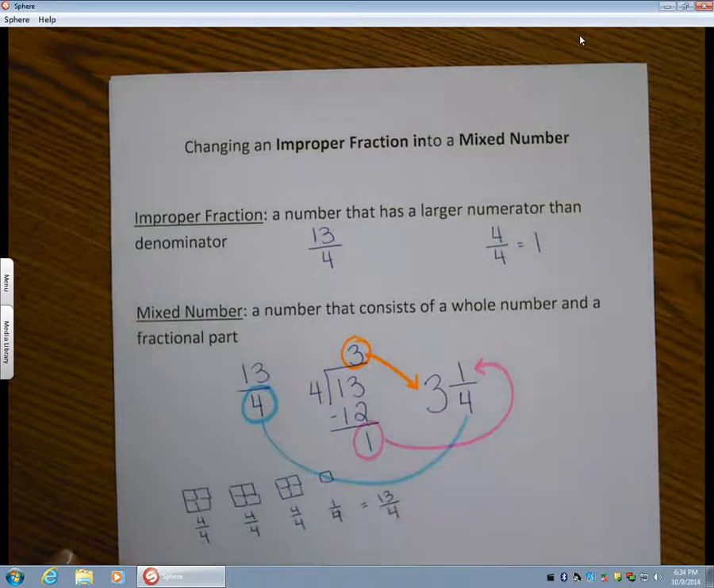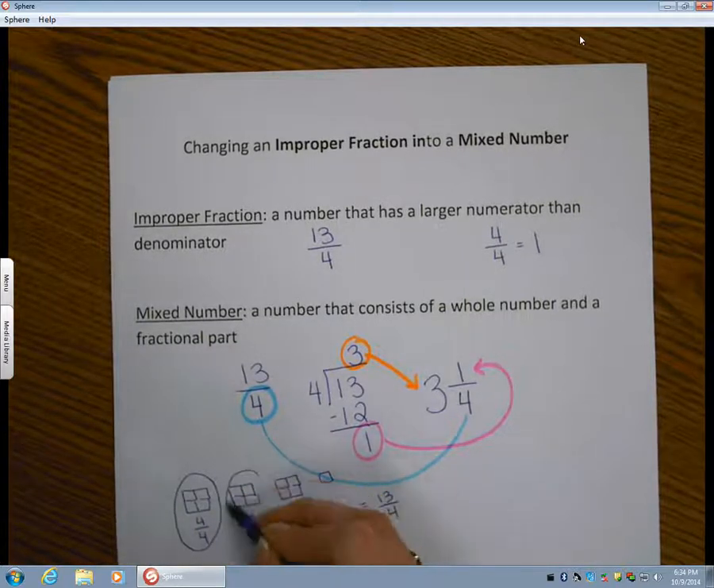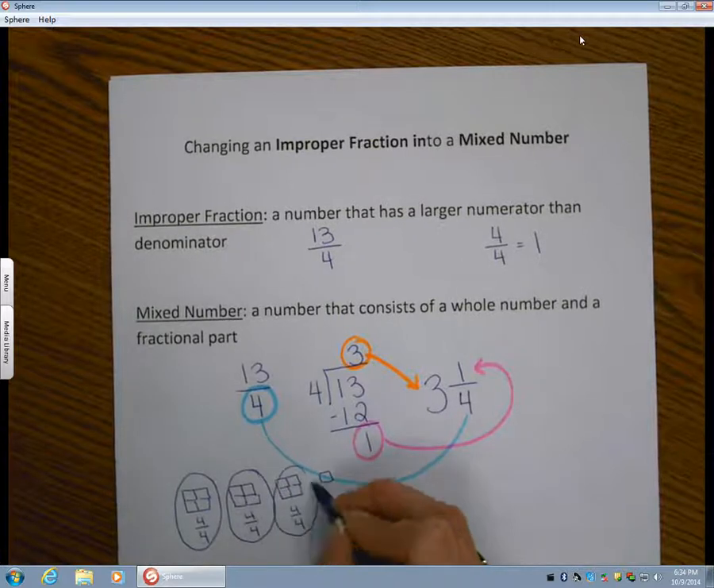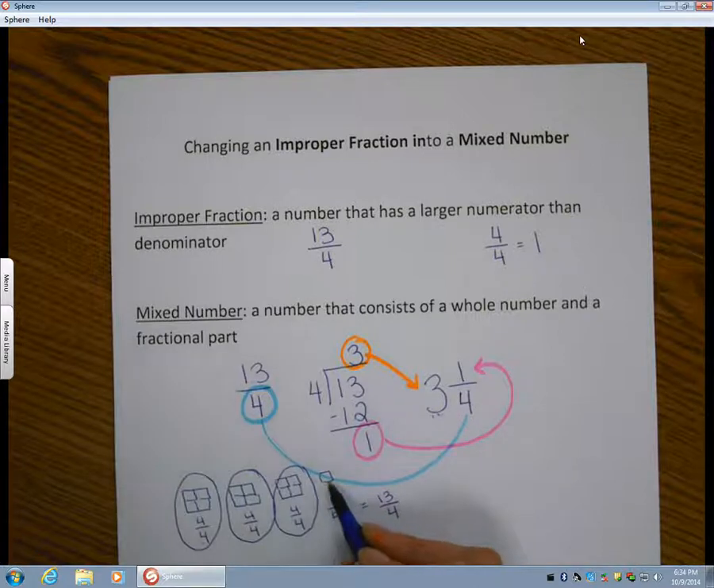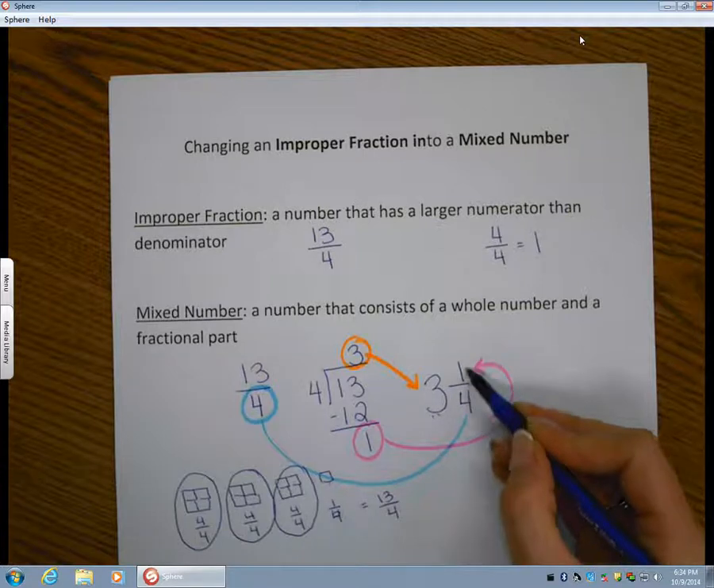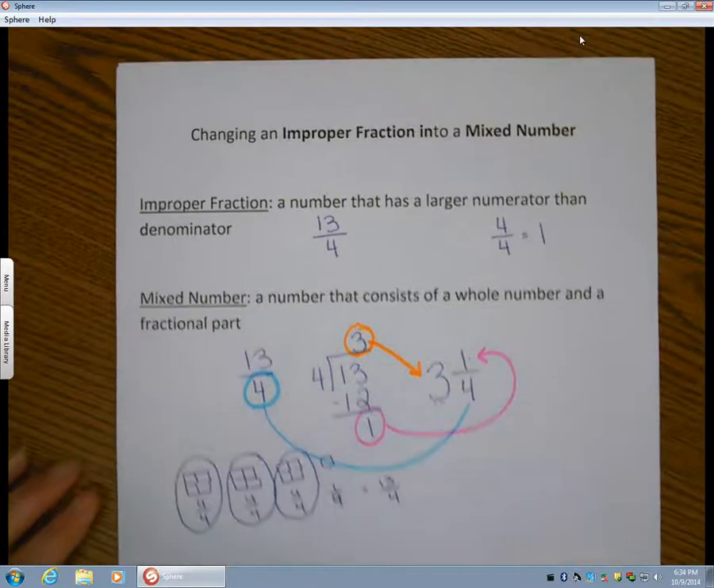13/4 is how many fourths we had here. If we look at this picture, we can see that we were able to make 1 whole, 2 wholes, 3 wholes. That's where we got our whole number. We still have 1/4 left over that was not able to make a whole group. That's the remaining fraction. Let's try again. Let's try with 27/8.